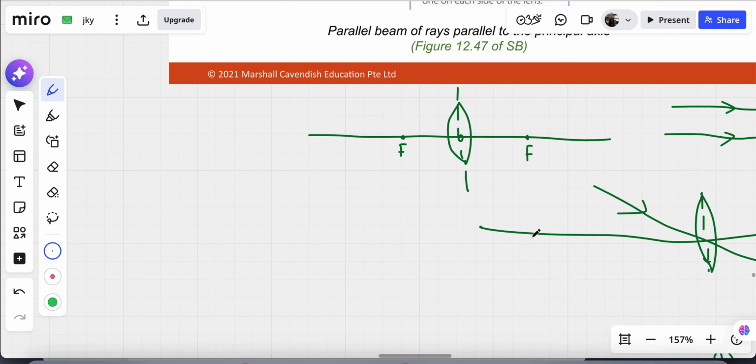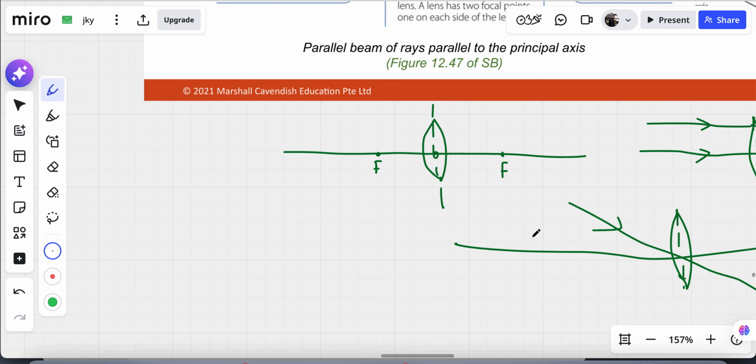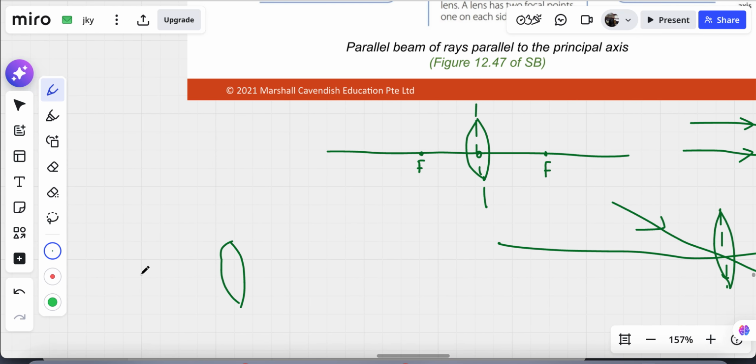If you want to know this aspect, please watch our video on how the ray is drawn. Or let's show only one. We have a lens here, and the principal axis. This is a focal point, and this is another focal point.